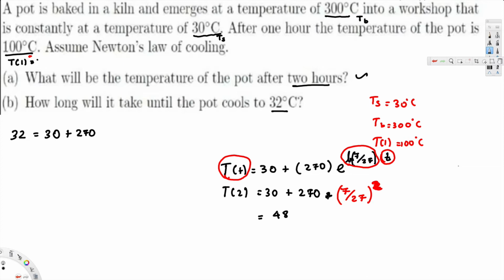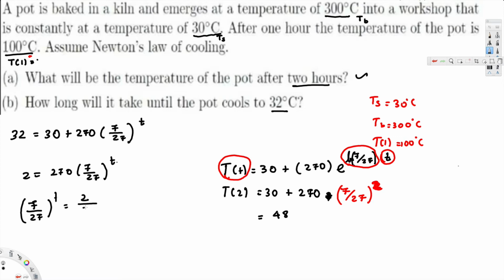Here I made a mistake. This is times, but the final value I calculated right. This is times, not plus. So 270 times e power ln of, I can directly put it as times 7 over 27 power t. t is what we are interested in finding. If you rearrange this equation, bring this 30 to this side, this is going to be 2 is equal to 270 times 7 over 27 power t. Therefore 7 over 27 power t is equal to 2 over 270.